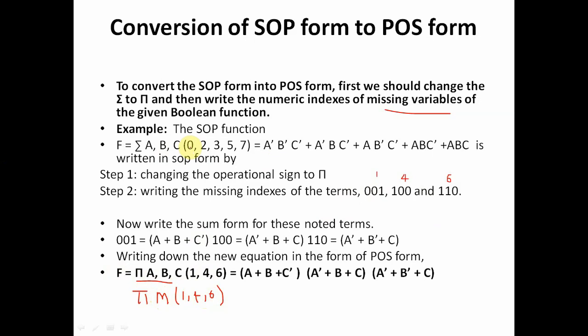Now in SOP form, 0 is nothing but A bar, B bar, C bar. 2 is nothing but A bar, B, C bar. 3 is nothing but A bar, B, C. 4 is nothing but A, B bar, C bar.